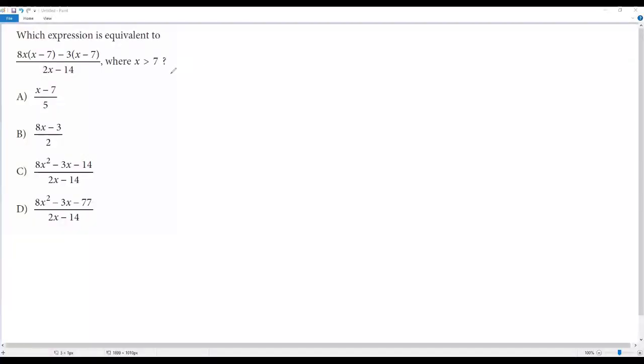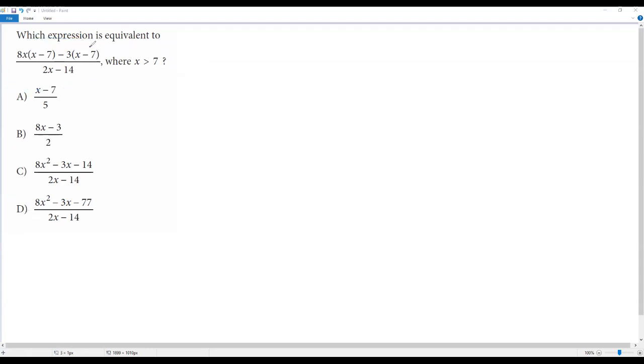Here we have a SAT math question. Okay, let's go to the question. Which expression is equivalent to (8x(x − 7) − 3(x − 7)) / (2x − 14), where x > 7? In the given answer choices, we have to find the one which is equivalent to this expression.